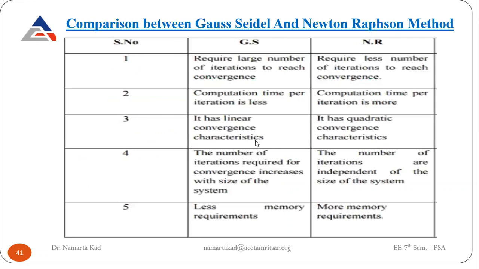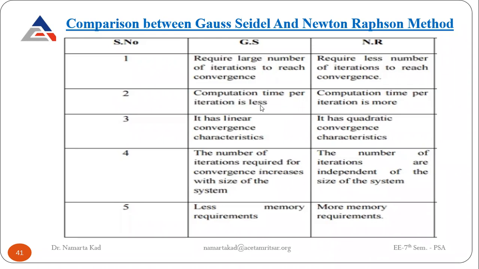Now the simple comparison between the Gauss-Seidel and Newton-Raphson methods. Number one, the Gauss-Seidel requires a large number of iterations to reach convergence, and still the convergence is not sure for the Gauss-Seidel. So this is the main drawback of the Gauss-Seidel. But the Newton-Raphson method requires fewer iterations to reach convergence. Number two, computation time per iteration is less.